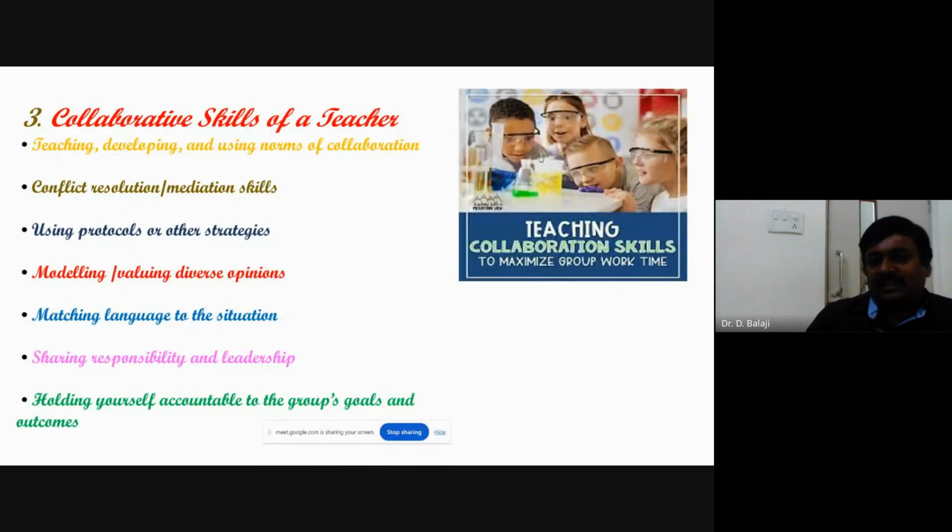Matching the language to the situation. As I said to you, students will have different mindsets. So, matching language according to the situation. If you are giving a speech in an open auditorium, or in a meeting or something like that, your tone will be in a high pitch. When you are teaching in a classroom, your tone will be altogether different. So according to the situation, your language should change.